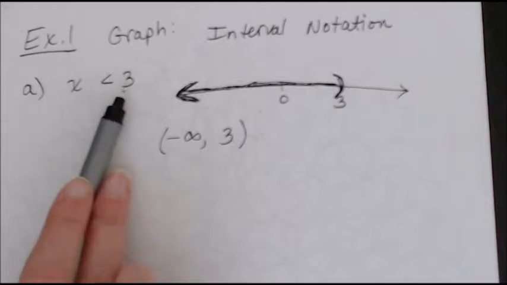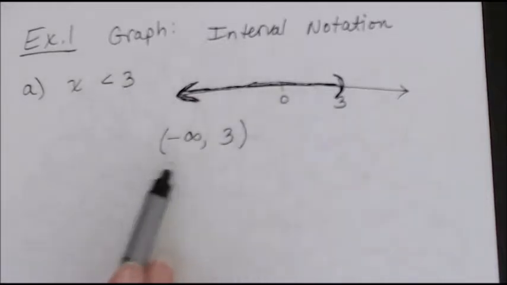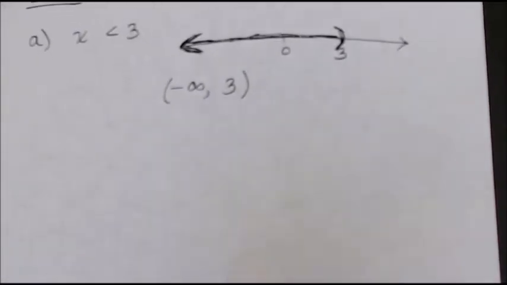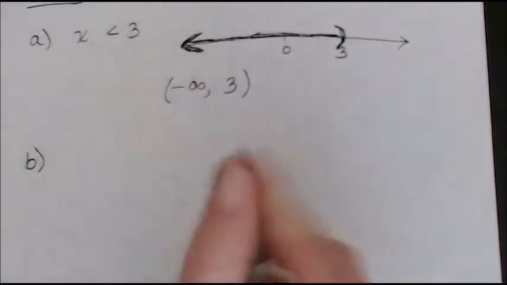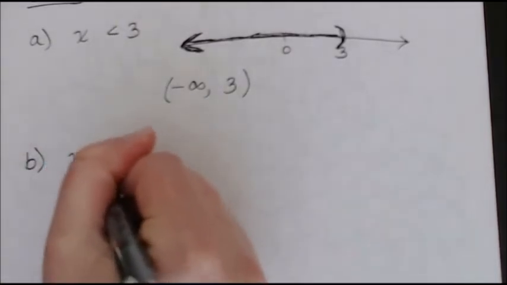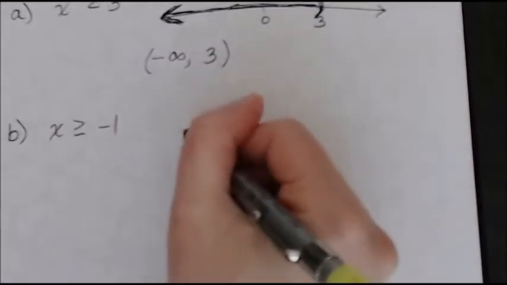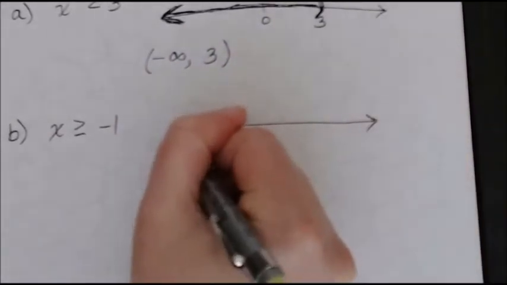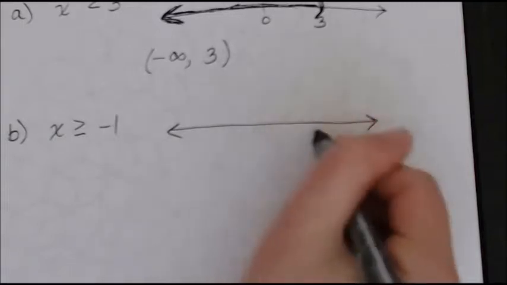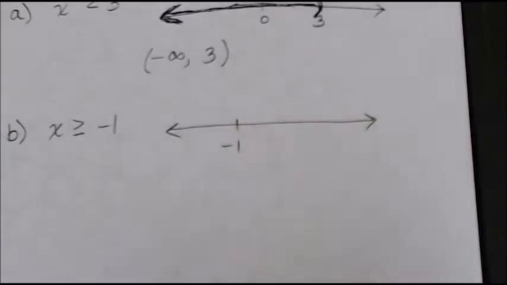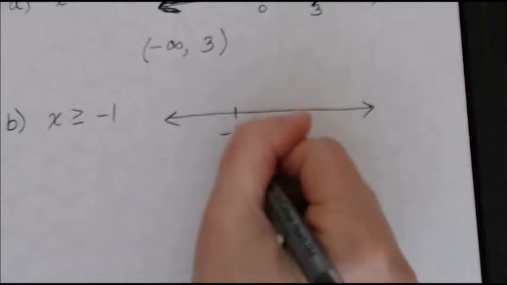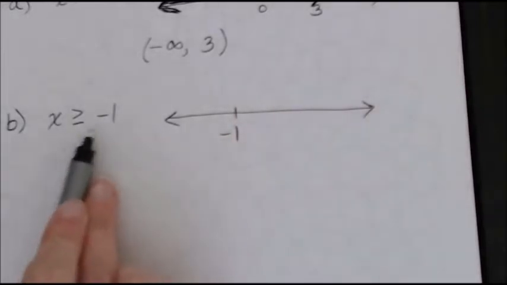So this is the interval notation representation for what we have here. x is less than 3 is the inequality. This is the graph. This is the interval notation. Let's do the same thing with letter B. Letter B, they want you to work with x is greater than or equal to negative 1. Let's do the number line first. I'm going to draw my number line, and I'm just going to put negative 1 somewhere down on this end. We want all numbers that are greater than or equal to negative 1.